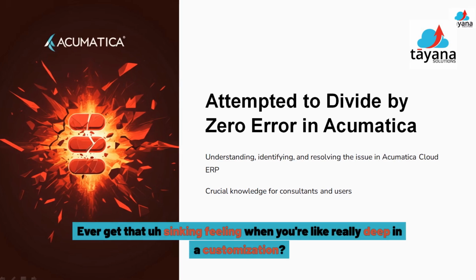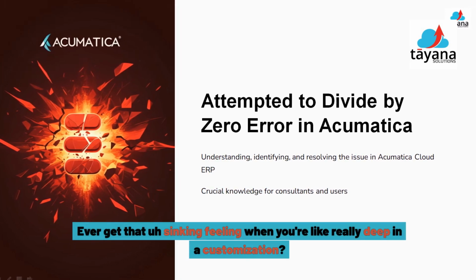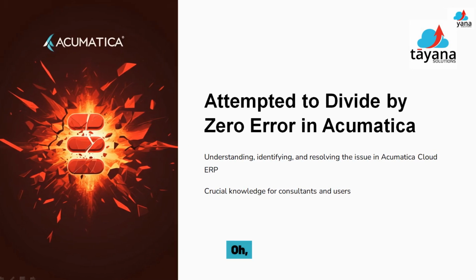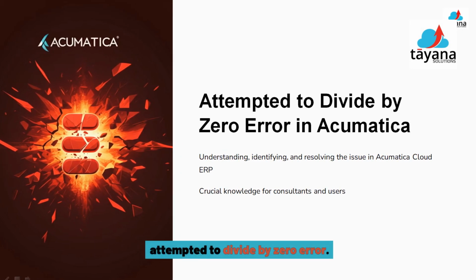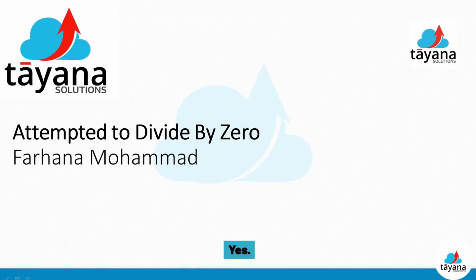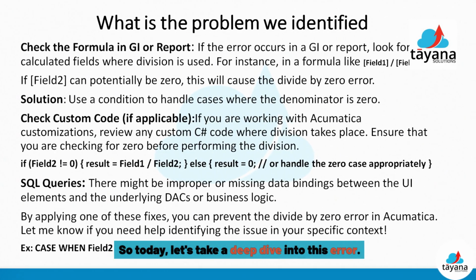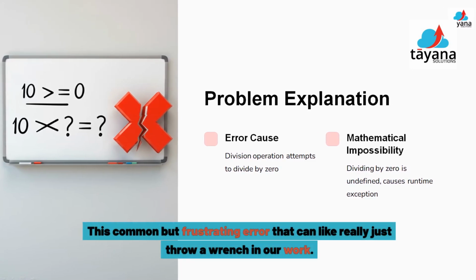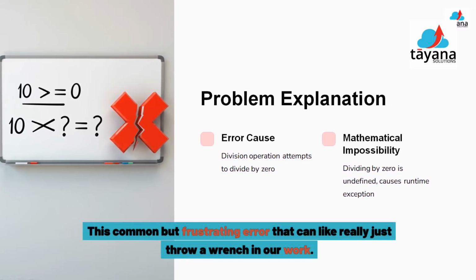Ever get that sinking feeling when you're really deep in a customization in Acumatica and then, bam, an attempted to divide by zero error? Ugh, I know that feeling. We've all been there. So today, let's take a deep dive into this common but frustrating error that can really just throw a wrench in our work.